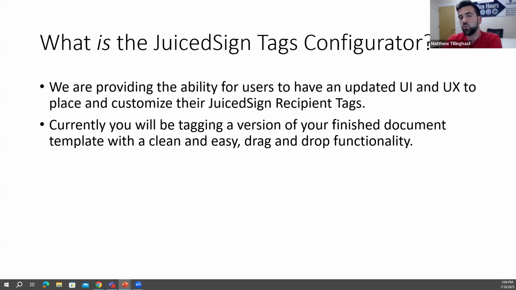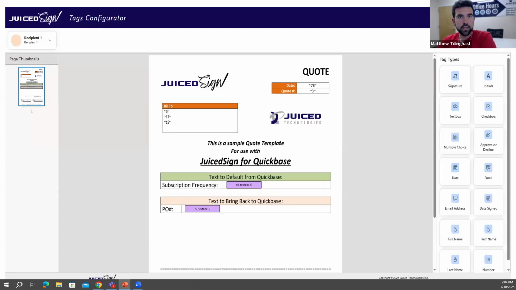Now, one thing I want to make sure I point out is that this is for the finished version of your document. If it's going to be dynamic, meaning the document may change or grow, you want to make sure you're using a special type of tag called an anchor string. I'm going to get into that in a second. Before I go in to start explaining the JuicedSign Tags Configurator, I'm going to give everyone a second to pause. Anyone from my team, is there anything you want to jump in and say before I continue on?